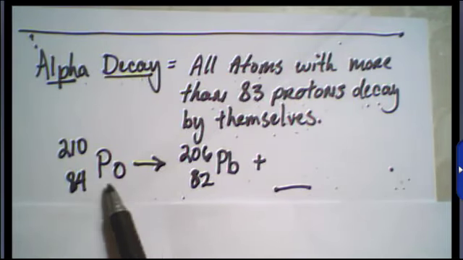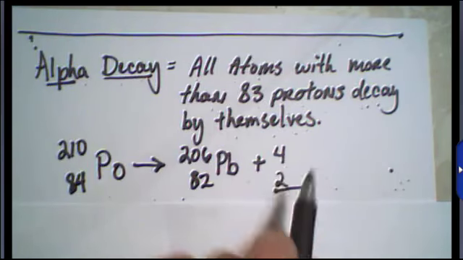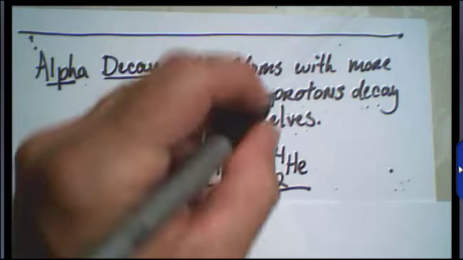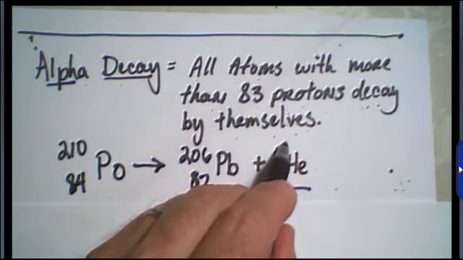The difference is 2 protons, so I'm going to put 2 down here where the protons are, at the bottom. Up here, the difference between these two numbers is 4. 206 and 4 gives you 210. When you add 82 plus 2, you get 84. When you add 206 plus 4, you get 210. This is actually something real, so I look on my periodic table to find out what it is. Something with an atomic number of 2 and a mass number of 4 is helium, and that is the alpha particle we've been talking about.